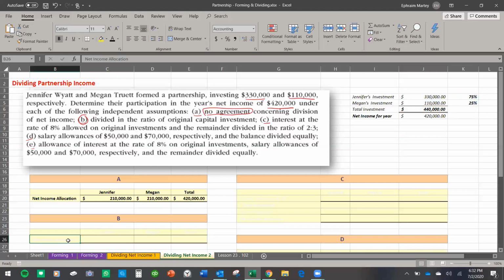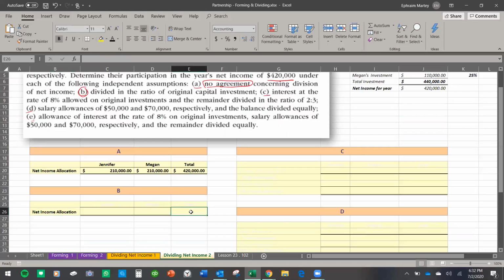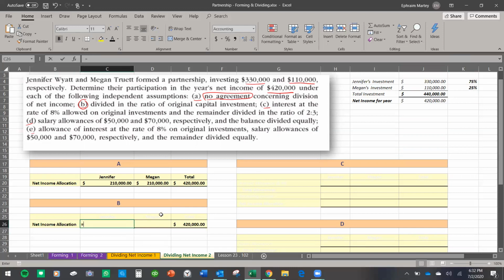That's what we're going to do. So we're going to list how much her net income is. That's 420,000. And then we multiply the ratio. So 75% multiplied by the net income, and then 25% multiplied by the net income for Megan. So I have Jennifer and Megan here. In scenario B, Jennifer will earn 315,000 and Megan will earn 105,000.